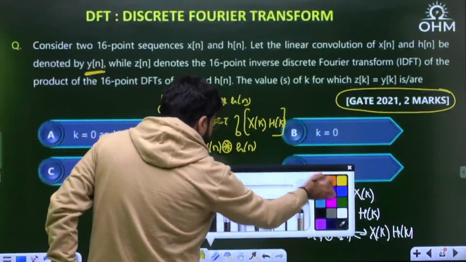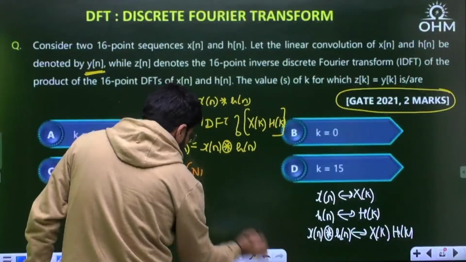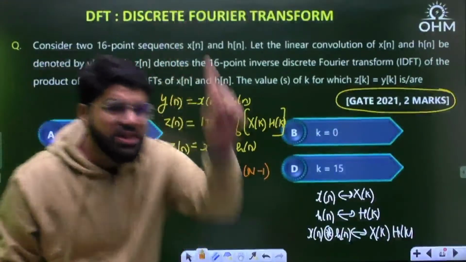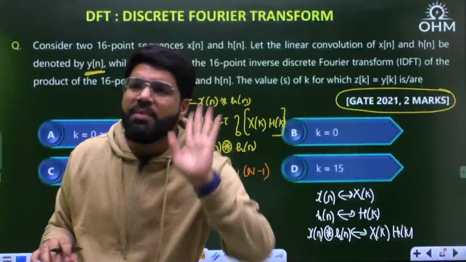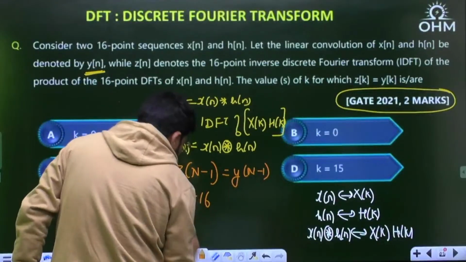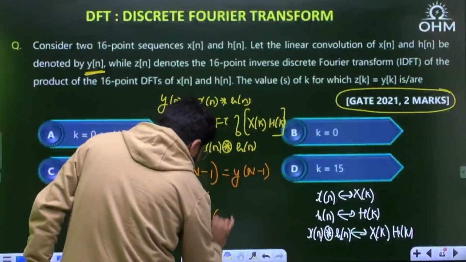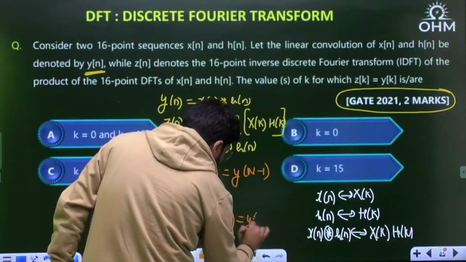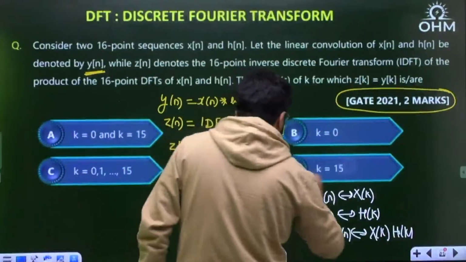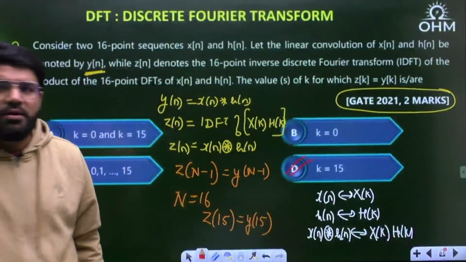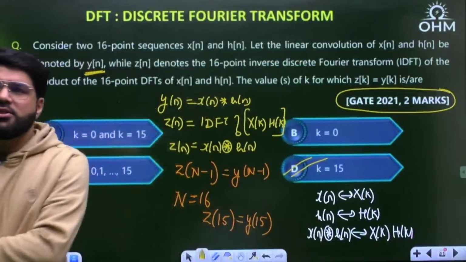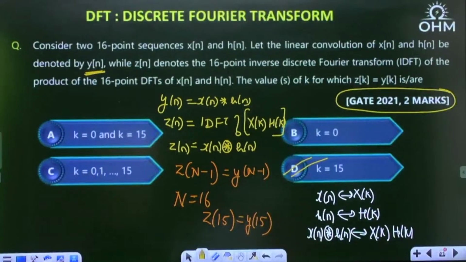I already told you that Z of n minus 1 is equal to Y of n minus 1. The result of linear and circular convolution for the last column will always match. Last column means the n minus 1. Here, since n is equal to 16, z of 16 minus 1, that is z of 15, and y of 15 will be same. So for what value of k is Zk equal to Yk? For k equal to 15, my answer is D. Is that clear, everybody? This is what the answer should be, 15. Done?